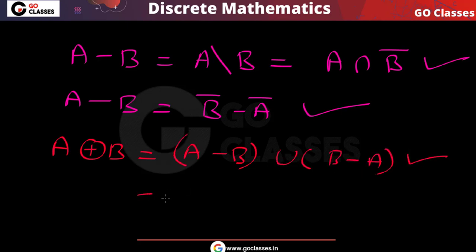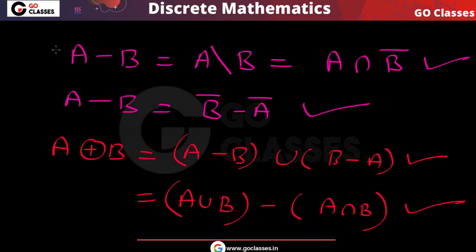You can also write it as (A union B) minus (A intersection B). So this is how you can write it. All these things we have seen in the last video. You can watch that video; it is very important. It is called understanding set operations. So these are the set identities that we have.